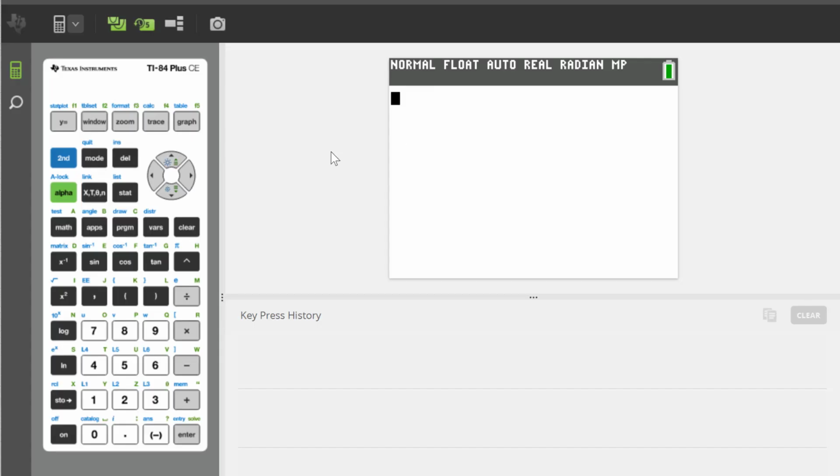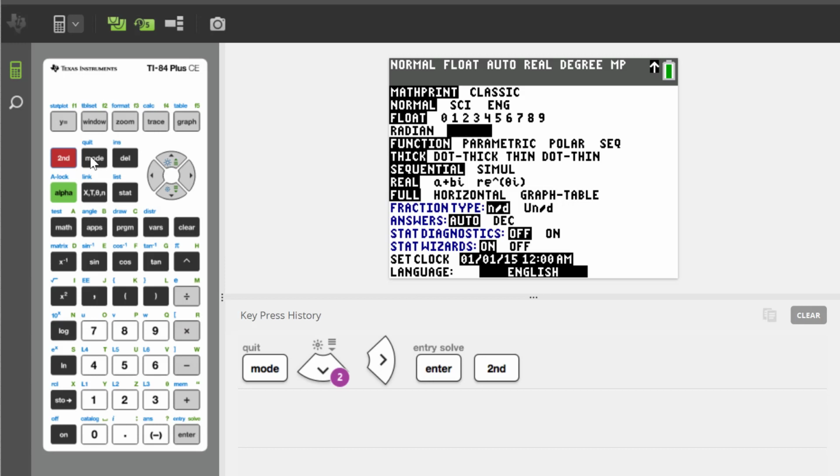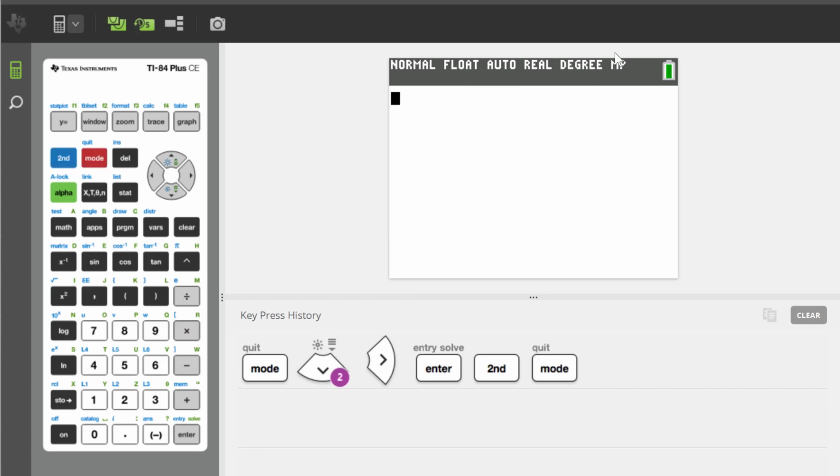Let's take a look. One comment here at the beginning. Notice that I'm in radian mode. I can see that there. This is going to be a big deal all semester. If I'm working in degrees, I really should go to the mode area, go down to the angle line using the arrows and switch over to degree mode. Hitting enter will lock that in. Second quit to get myself back to the main screen. Now I'm in degree mode, which is appropriate since I'm doing degree calculations.